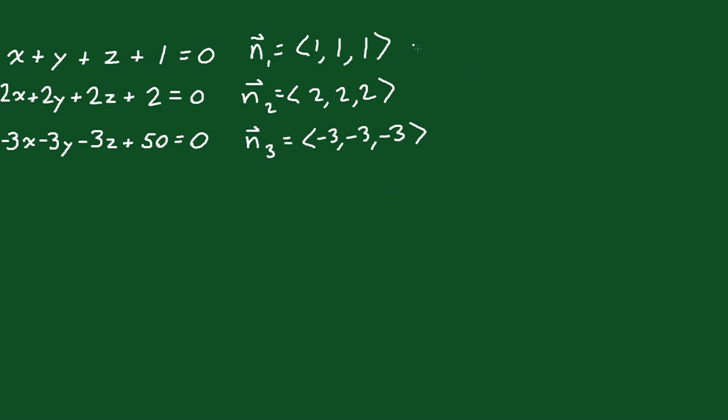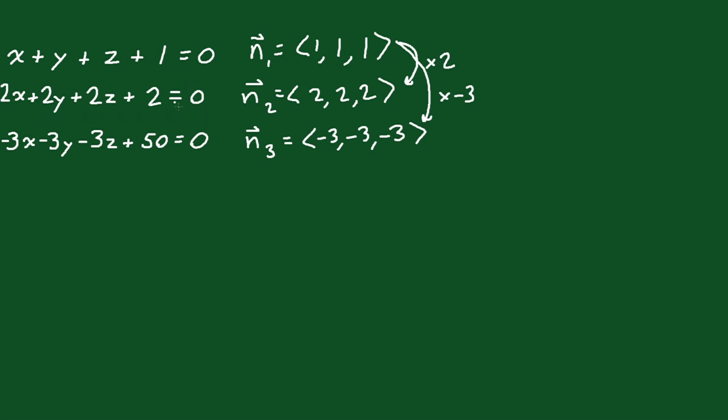So in this case, you can see that if I multiply this first vector by 2, I'll get the second vector. If I multiply that first vector by -3, I can get that third normal vector. So these vectors are in fact scalar multiples of one another, so these three planes are all parallel. Now, the first two planes are actually the same plane, and I can say that because if you multiply the entire equation by 2, you get this second equation.